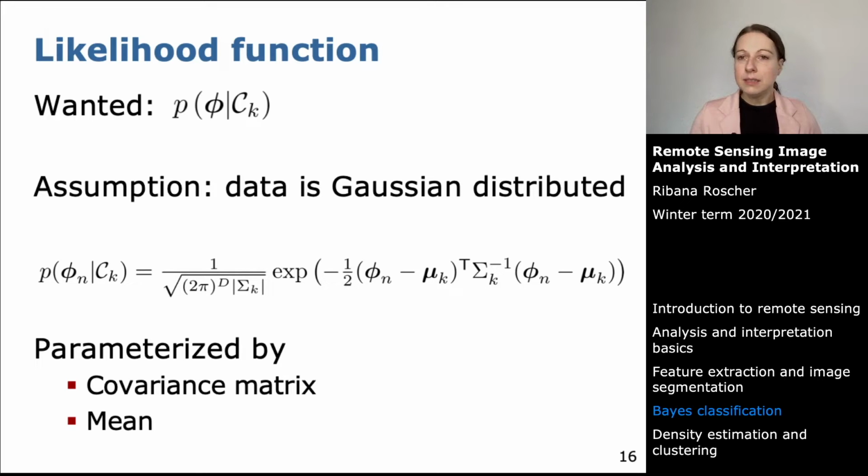And d in this equation is the dimension of the feature space. So this function can be computed in arbitrary feature dimensions, and n is the index for the training samples. This is an assumption which is made quite often, and it works quite well for a lot of applications. But of course, you can also use other distributions than Gaussian distributions. But for now, we assume our likelihood follows a Gaussian distribution.